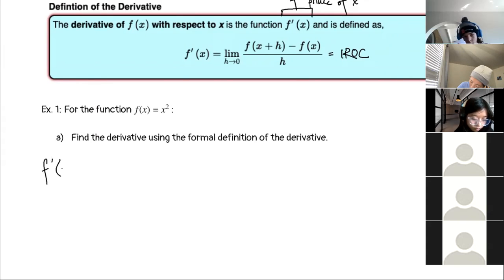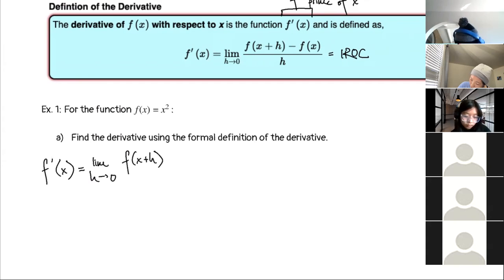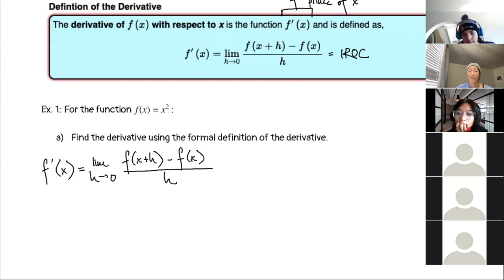f prime of x equals the limit as h approaches 0 of f of x plus h minus f of x all over h. So all I've done is just copy the formula from above. And now I'm going to plug in the function that I have, okay?